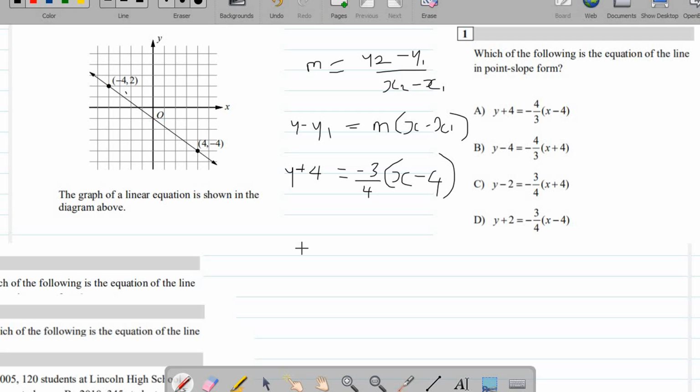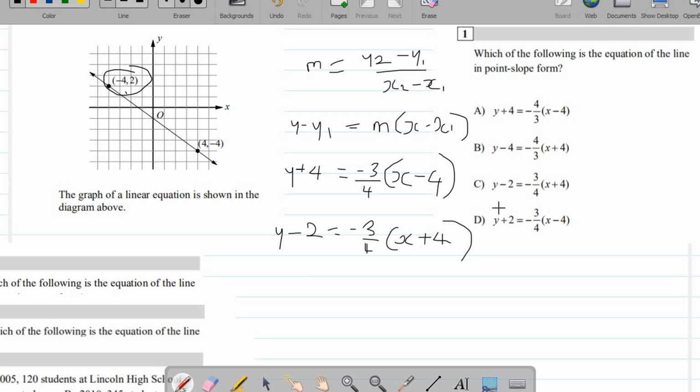But we can also use the second point. We have y minus y1, so we have y minus 2. Let's use this point. So y minus 2 is equal to minus 3 over 4 as usual, as your m, and we have x minus, now remember, x minus minus 4, that's plus 4, x plus 4. So this is another point-slope form. These are the two point-slope forms for each of these points here.